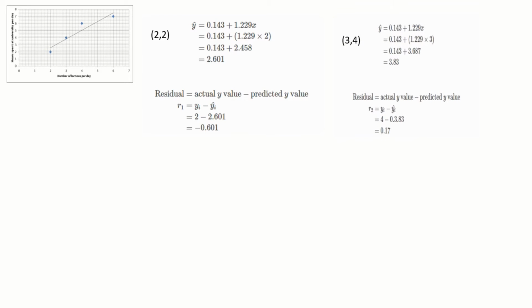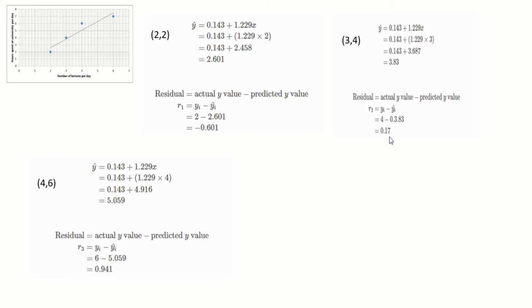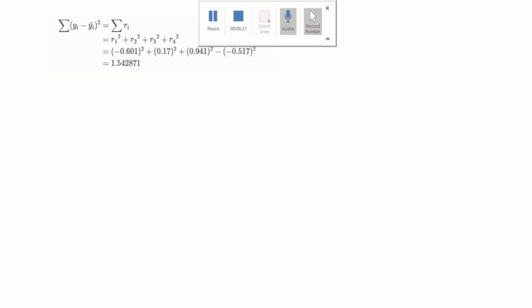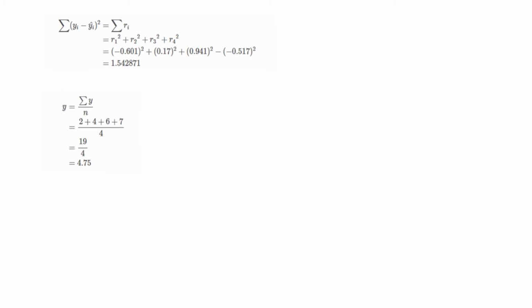Similarly, it has been calculated for the point (3, 4), where the actual value is 4, but we have got the predicted value through the regression line as 3.83. So we have calculated the error similarly for the (4, 6) point and also for the (6, 7) point. For calculating R square, we need the summation of (yi minus yi cap) whole square. So we have squared each of those terms, added them, and got the value as 1.542871.